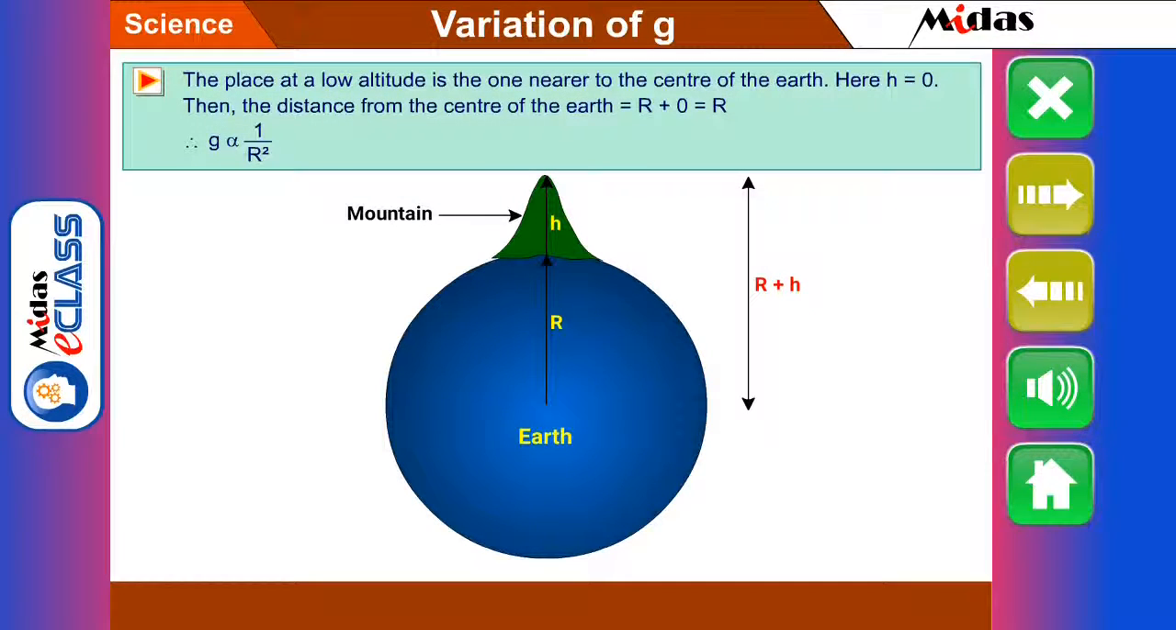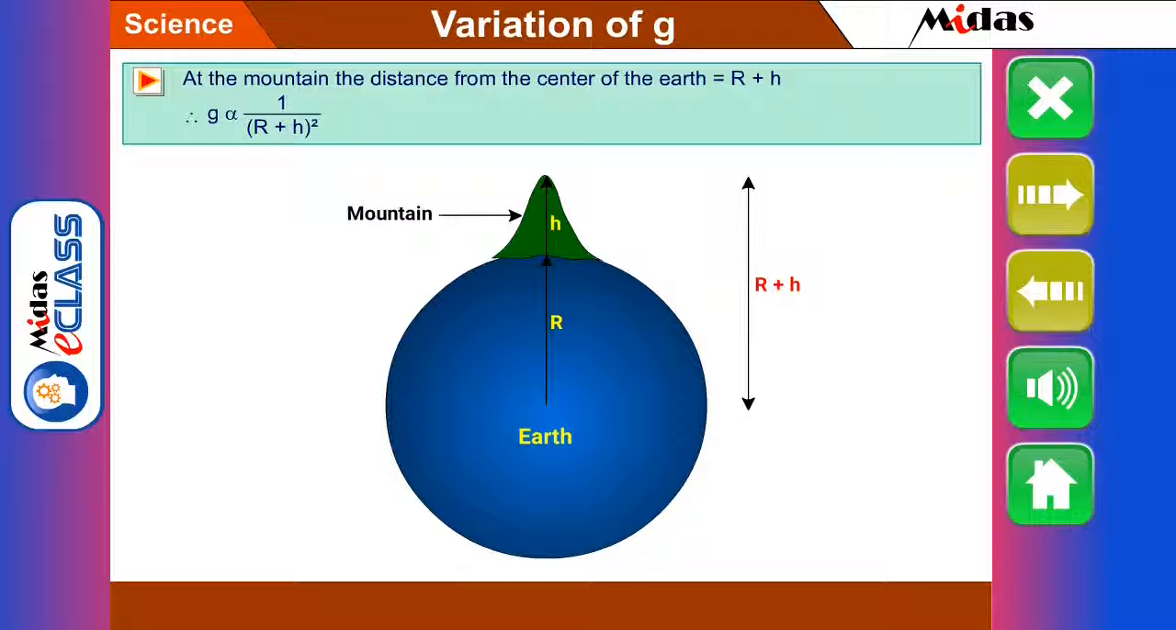The place at a low altitude is the one nearer to the center of the Earth. Here, h is equal to 0. Then the distance from the center of the Earth is equal to r plus 0, which is equal to r. Therefore, here g is proportional to 1 divided by r square.